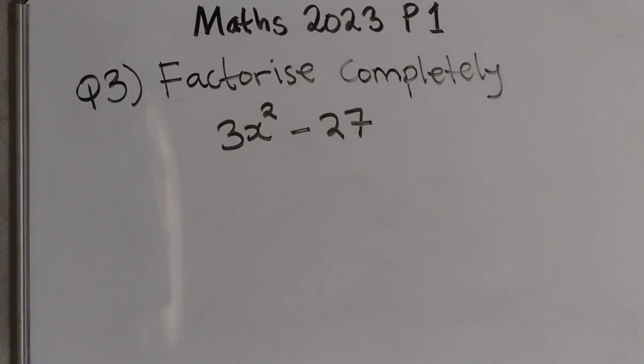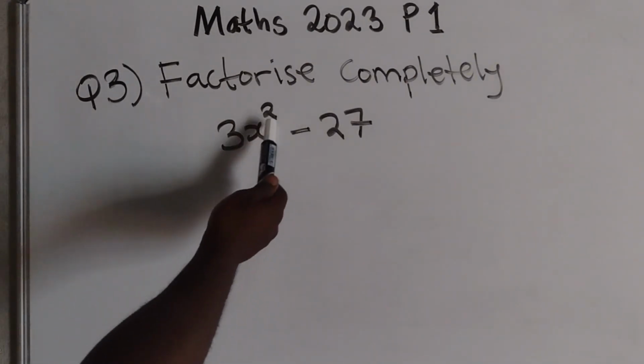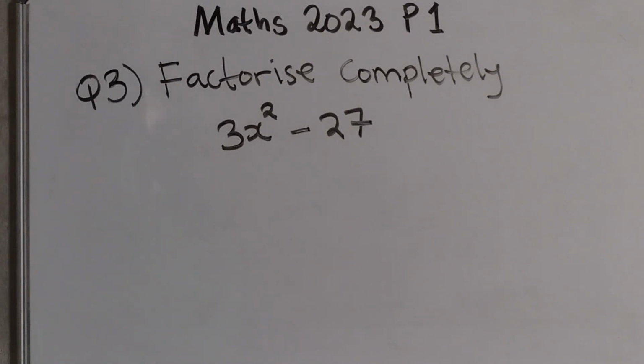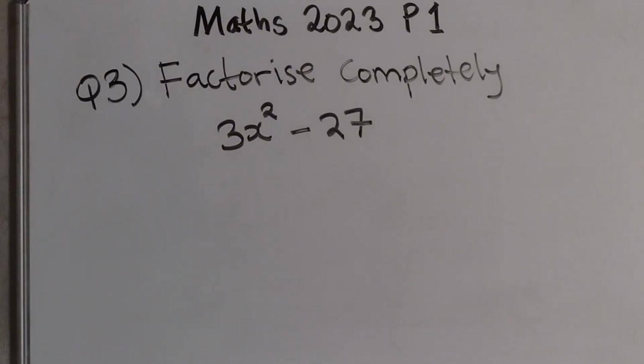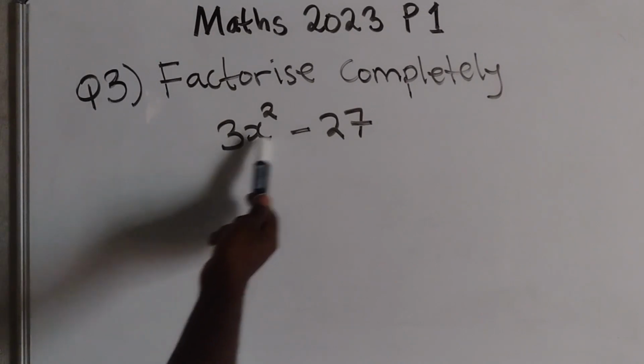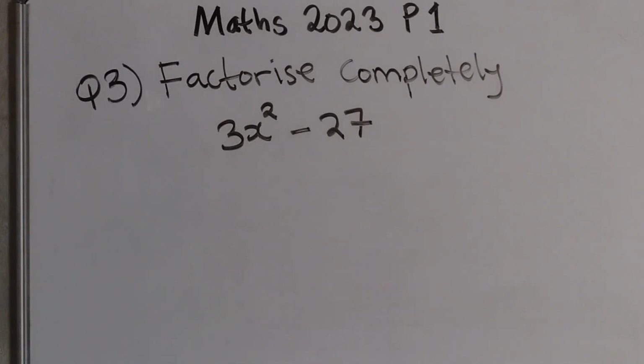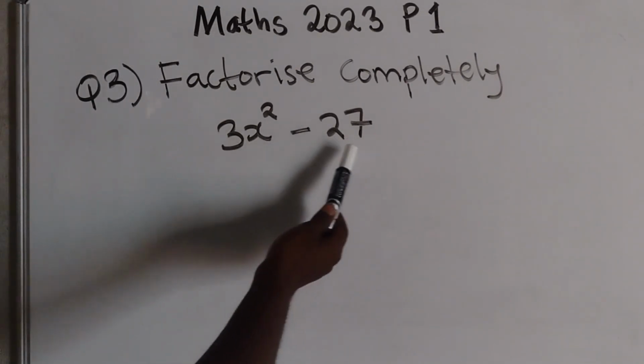We are now on question 3. Factorize completely. So they want you to factorize 3x squared minus 27. When you look at this question, the first thing to do is try to factor out the numbers. You have a 3 right here and a 27. So we look for the highest common factor of 3 and 27.